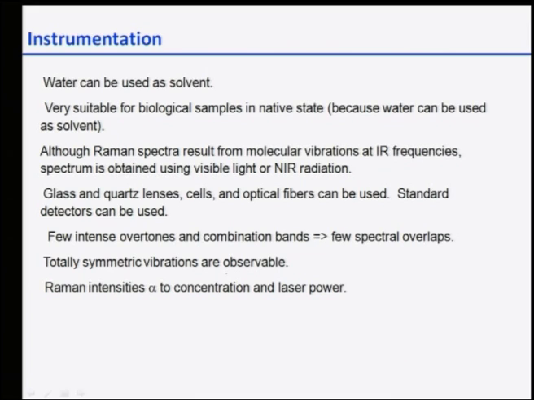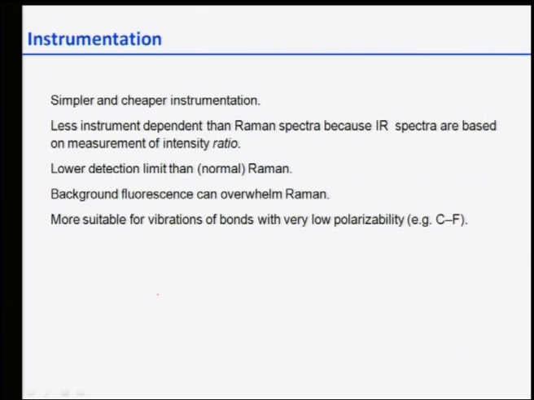Totally symmetric vibrations are observable. Raman intensities are basically proportional to concentration and the laser power, with a proportionality constant. As you have seen, this is much simpler and cheaper than IR spectroscopy. The experimentation and instrumentation are much less, but the lower detection limit is the problem in the case of Raman. Background fluorescence can always create problems for Raman, which you will see how to take care of. It is also more suitable for vibrations of bonds with low polarizability, like chlorine, carbon, fluorine bonds.